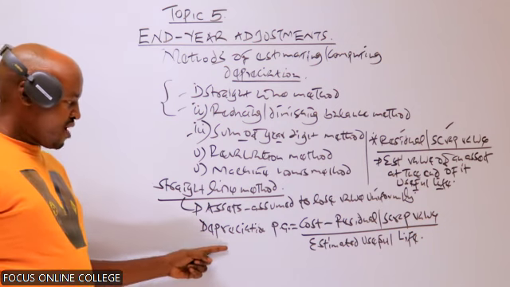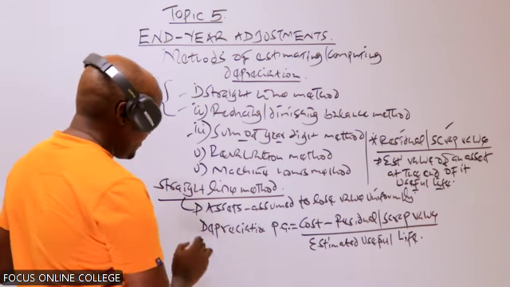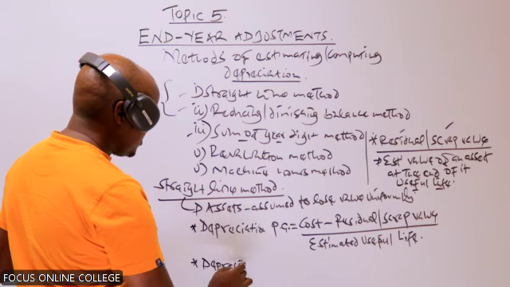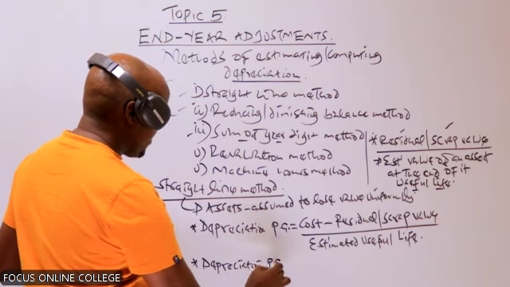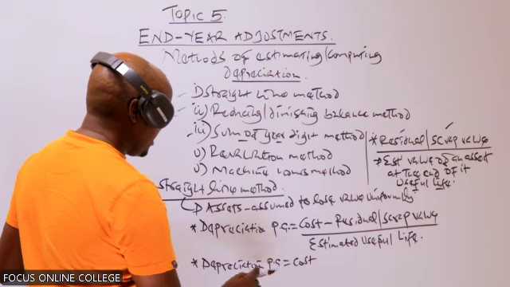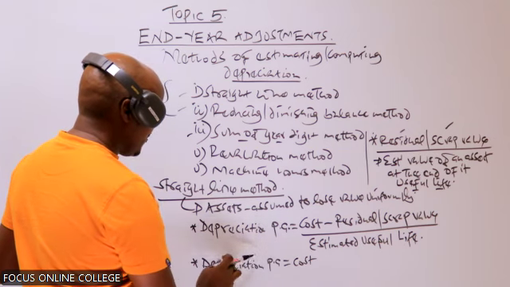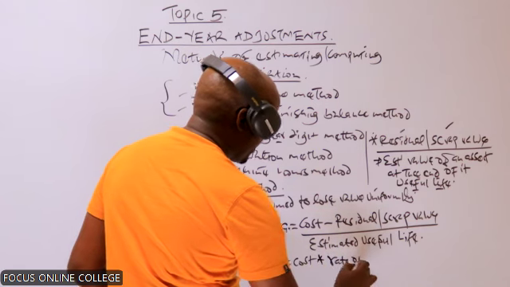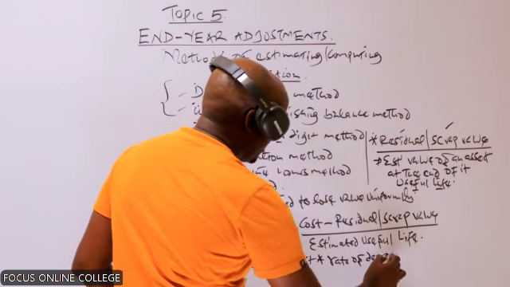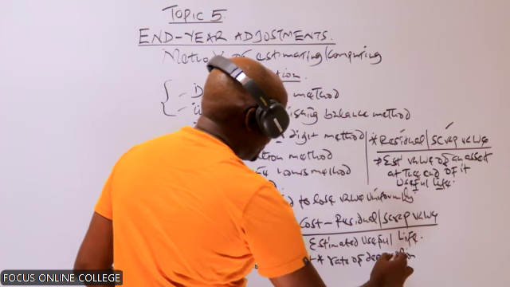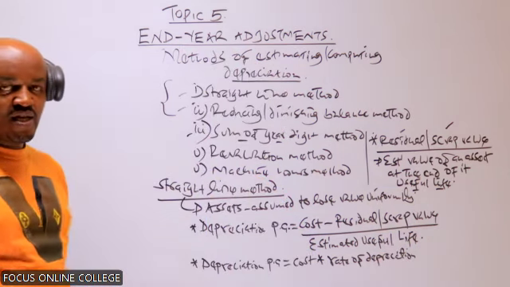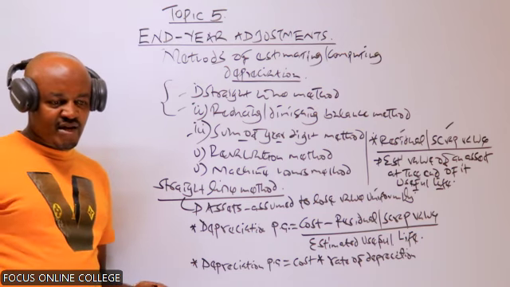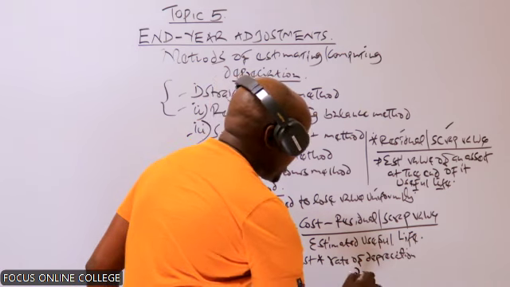Alternatively, we can also compute the depreciation per annum by taking the cost of the asset, and then in that case, we multiply with the rate of depreciation. For example, in this case, you can be told that the company is depreciating assets at the rate of 20% per annum. So that means you're given a rate here.